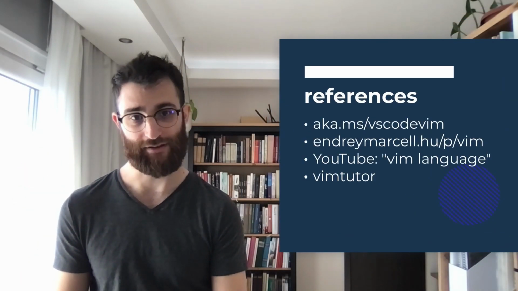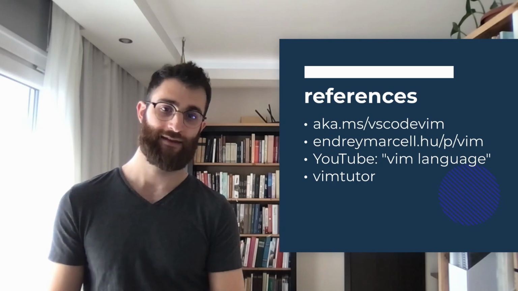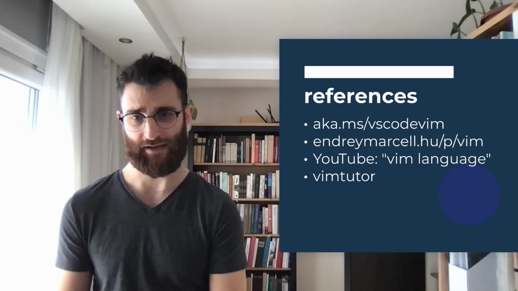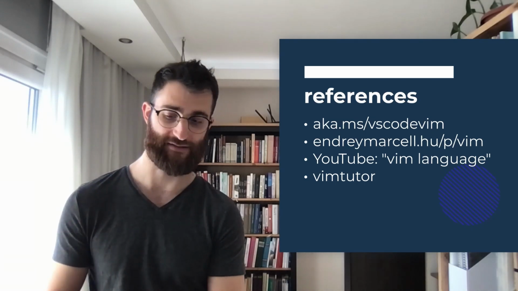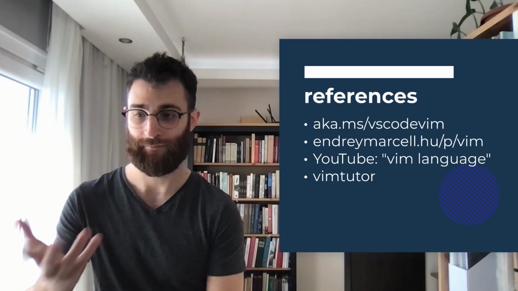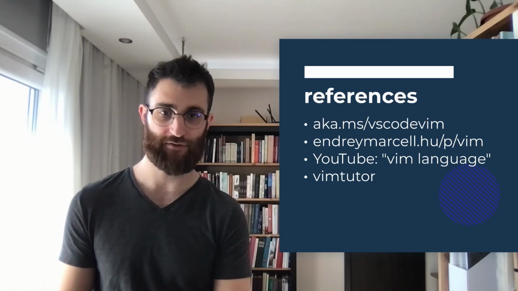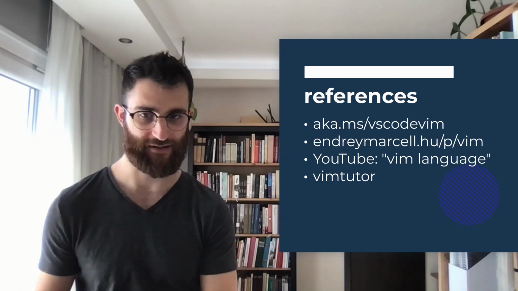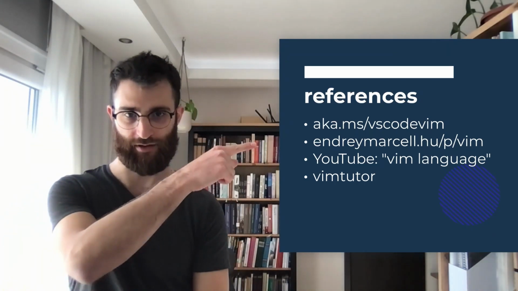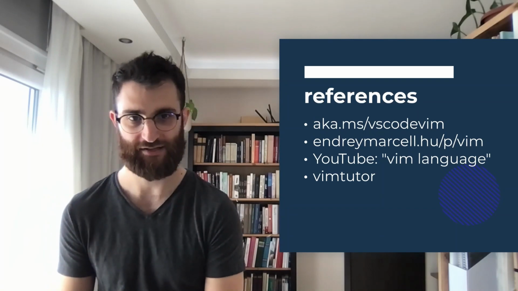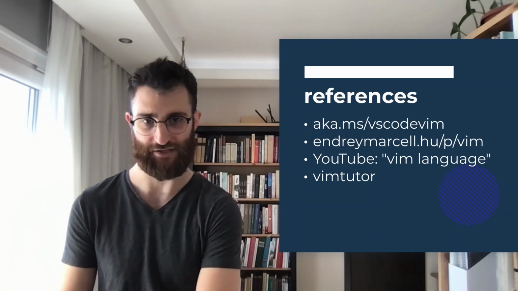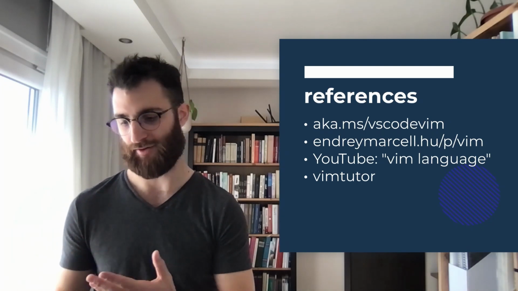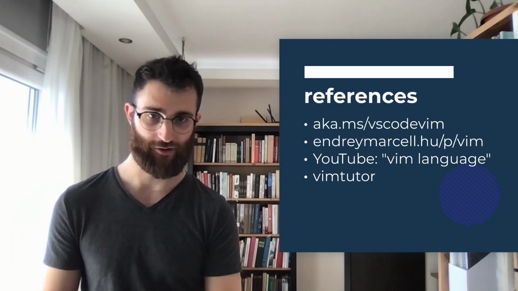For references, I would like to point you to aka.ms/vscode_vim. That's just the VS Code Vim extension homepage. That's where you can install it from, or you can install it from the editor, of course. The little beginner getting started kit that I talked about, you can find it at my personal page, andreymarcell.who/p/vim.